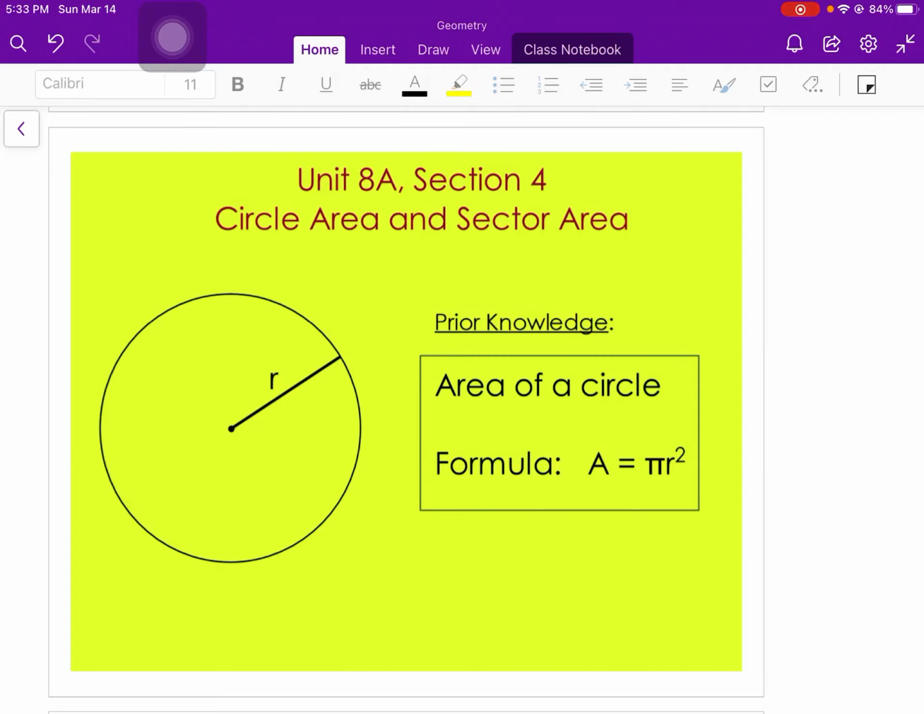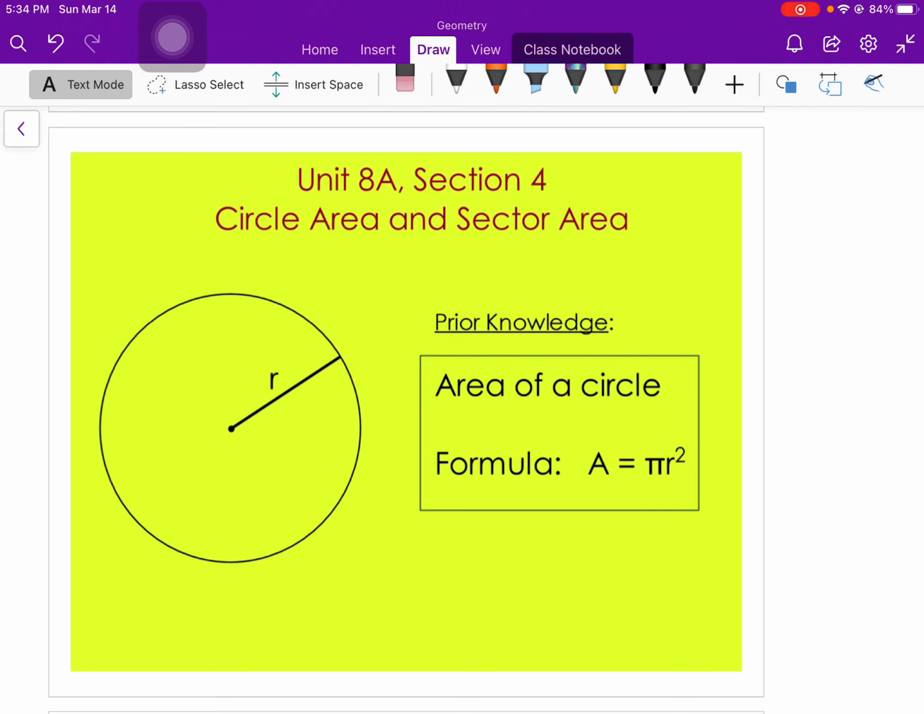Hey guys, welcome to Unit 8A, Section 4, Circle Area and Sector Area. So this lesson is talking about a portion of the entire circle's area that we're looking at. You could imagine it as though we just took a chunk, like a slice of pizza or something, and it's just a portion of the total area that is covered.